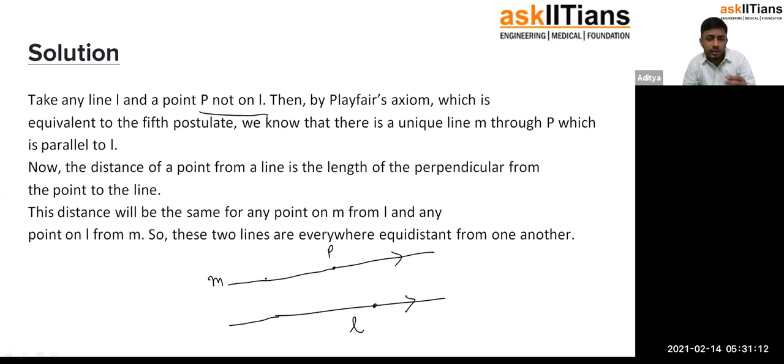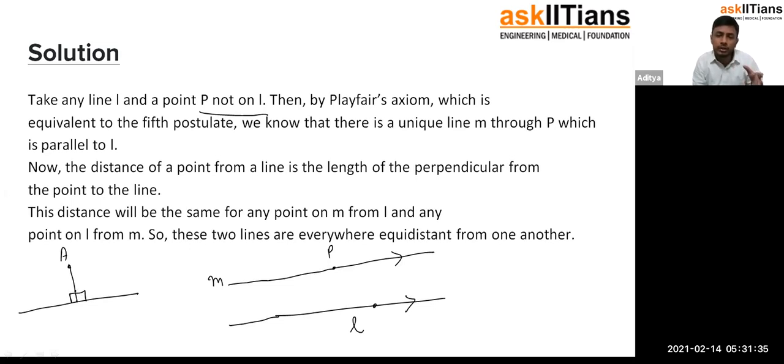Now, what is the distance of a point from a line? Look, this is important to understand. If there is any line at all, and we are talking about any point A, and we are talking about what is the distance of this point from the line, it always refers to the perpendicular distance from the line. It is automatically understood that we are talking about perpendicular distance.